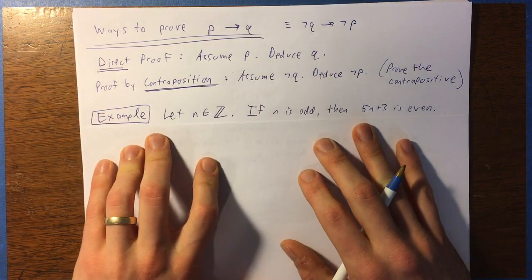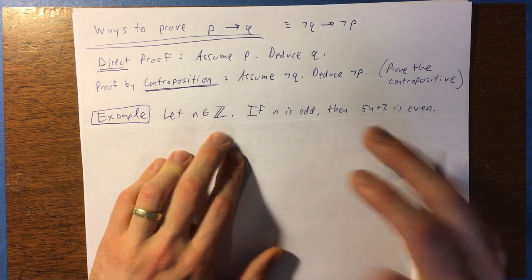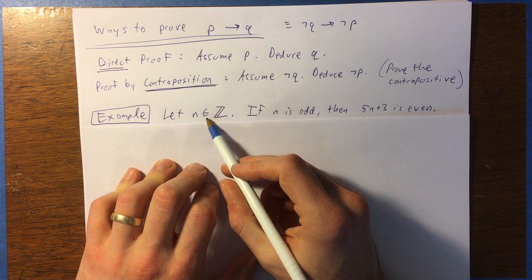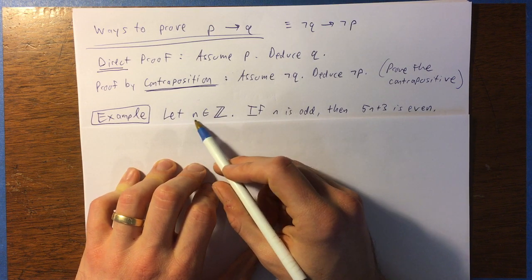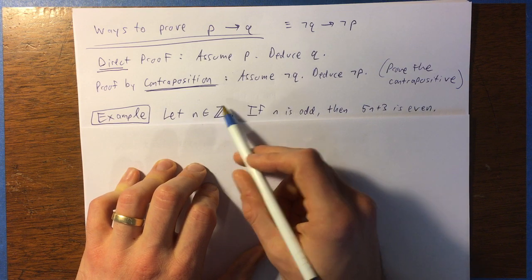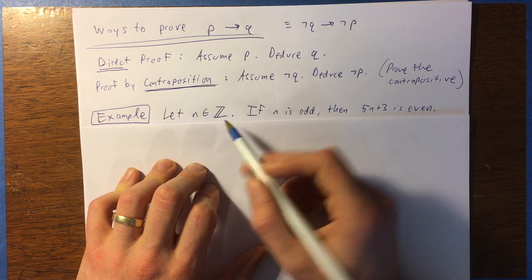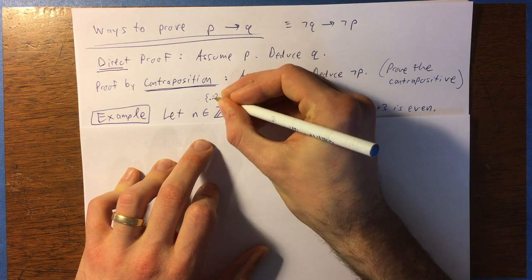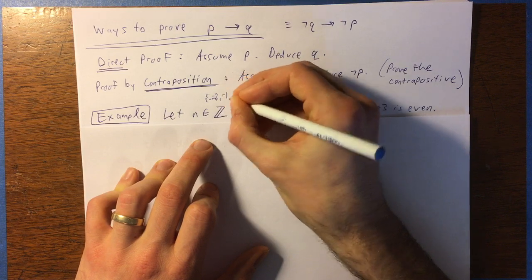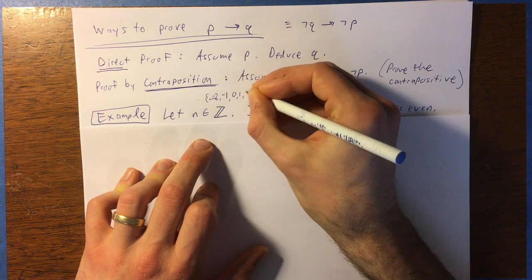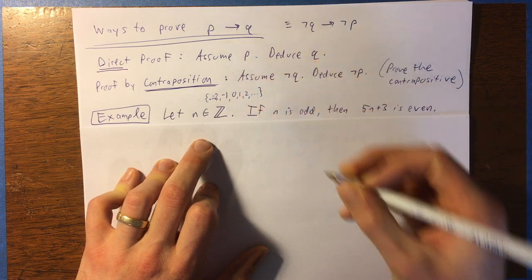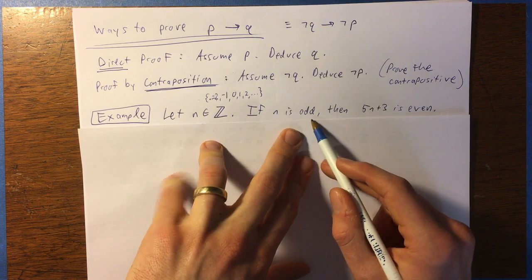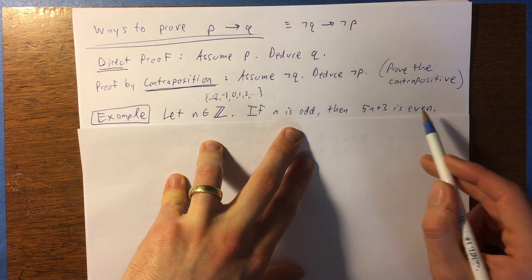Let's read the example. The example is: let n be an integer. So n is going to be my variable here. This is the symbol that means is an element of the following set. So n is an element of Z, which Z is shorthand for the set of integers. Remember that the set of integers includes negative whole numbers, -2, -1, 0, and then positive whole numbers, 1, 2, and so on. So that's integers. Now, the theorem is: if n is odd, then 5n plus 3 is even.